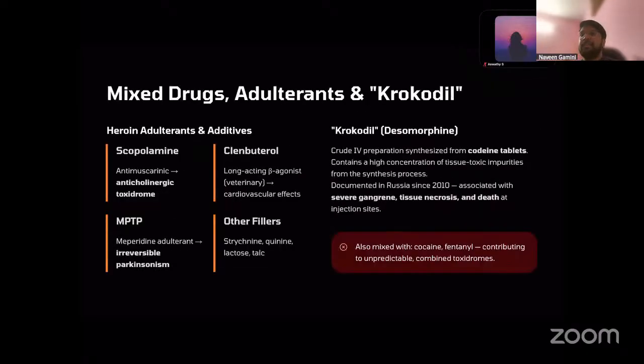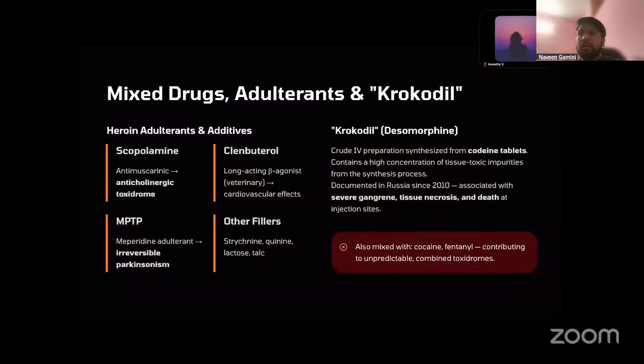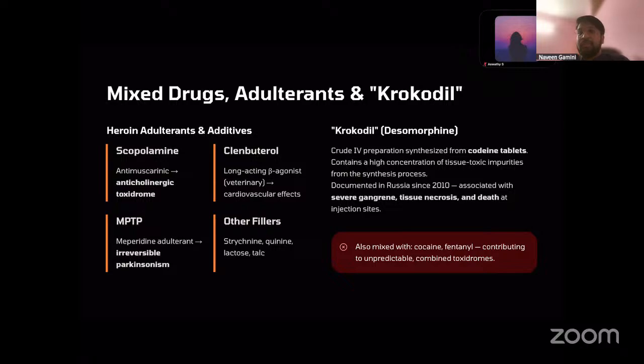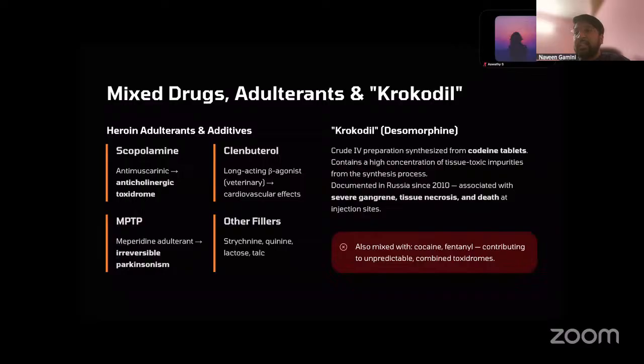Let's talk about mixed drugs and adulterants. Heroin, whenever abused by drug abusers, can have adulterants such as scopolamine, so we will have an anticholinergic toxidrome, or meperidine. The meperidine adulterant usually causes irreversible Parkinsonism. Another adulterant is clenbuterol. It's a long-acting beta agonist, usually a component of veterinary drugs, and it can cause cardiovascular effects. The other adulterants can be strychnine, quinine, and lactose or talc.